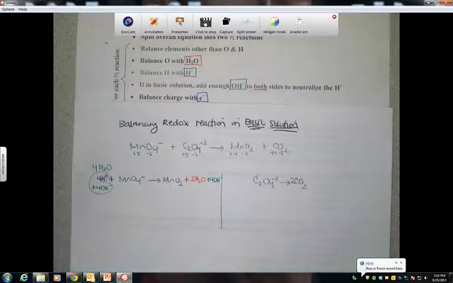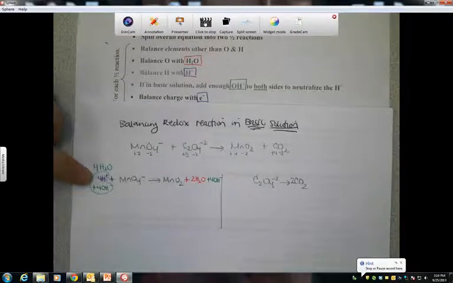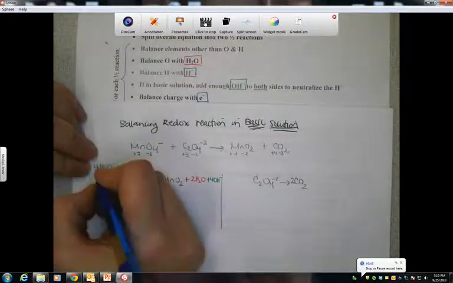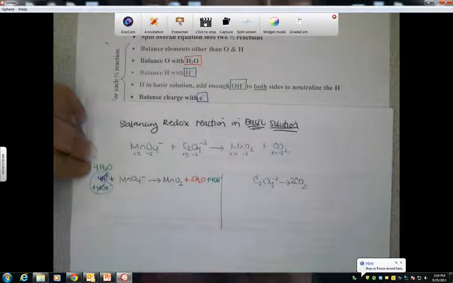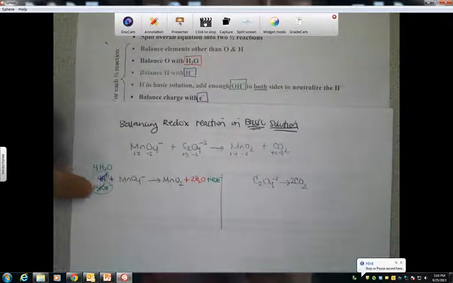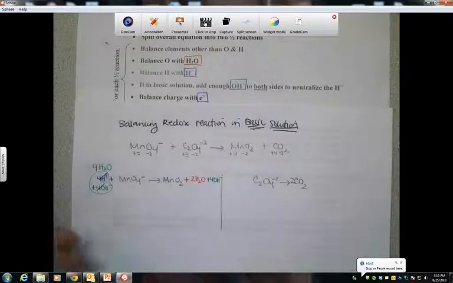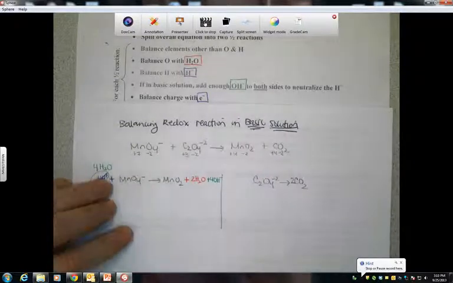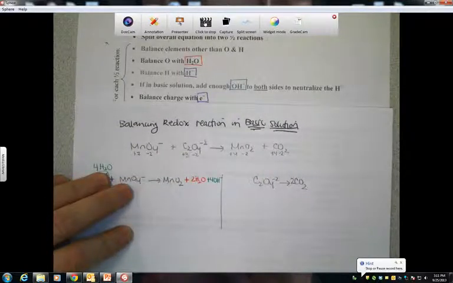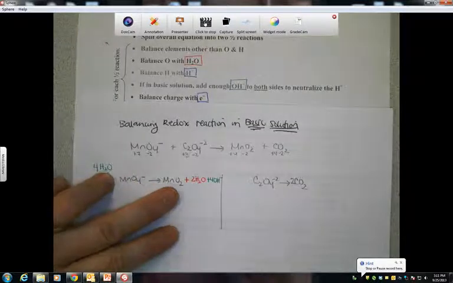So backing up to this step, I prefer to take these and circle them and combine them to form the water molecules right off the bat. And then maybe you can even just cross these out so you know that you don't really have 4 hydrogens and 4 hydroxides anymore, you have 4 water molecules. It's helpful if you do that right now rather than waiting till later, because then it just gets messy and confusing. So what we really have is 4 waters plus MnO4 minus yields MnO2 plus 2 H2Os plus 4 OHs.